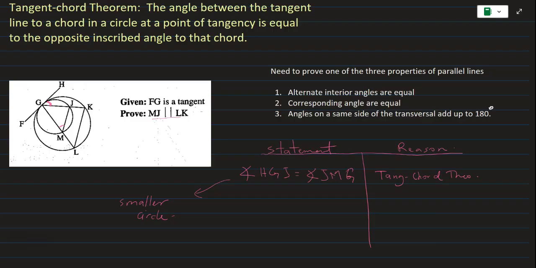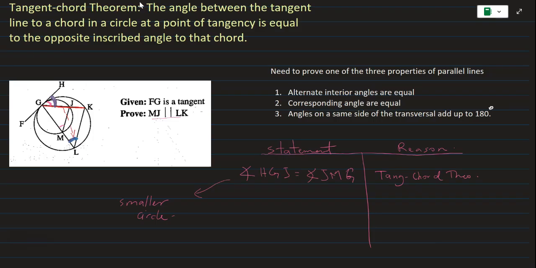There are two circles in here. The next statement is going to use the larger circle, and I'm going to show it on the graph. This is the same angle, and in the bigger circle it has GK as a chord. So the angle between FH, which is a tangent line, and the chord GK in the bigger circle is equal to the opposite inscribed angle to that chord. The opposite inscribed angle to that chord is this one right there. So this angle now is equal to this angle there.